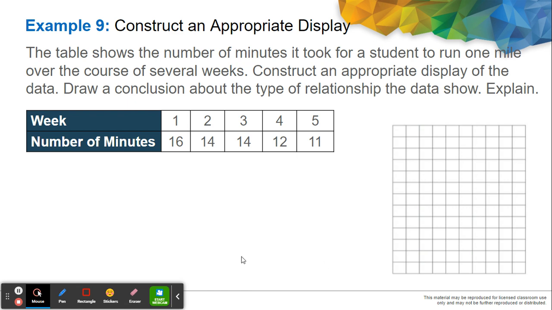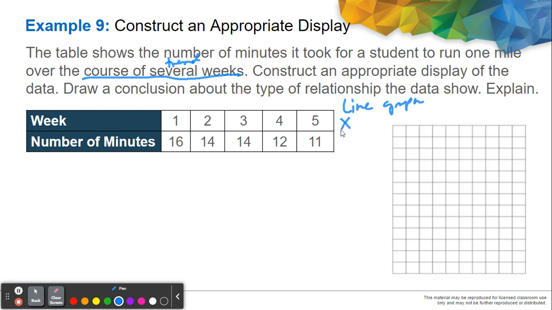Okay, so since we have a course of several weeks, we're going to show trend over the several weeks, so that's why we're going to use a line graph, wherein our x will be the number of weeks and our y will be the number of minutes. Okay, so here our x will be our weeks, so we have 1, 2, 3, 4, 5 weeks. For our y it will be represented by the number of minutes that the student ran for 1 mile.